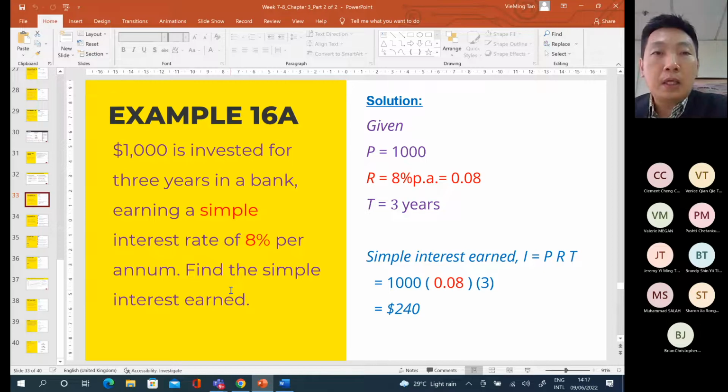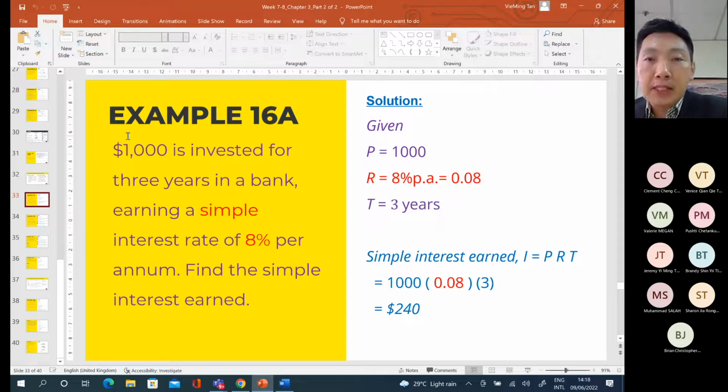This question says $1,000 is invested for 3 years in a bank. This sentence gives us 2 pieces of information. One is the principal, the initial or original investment, so we can use P to represent 1,000. The investment period is 3 years, so I will use T equal to 3.